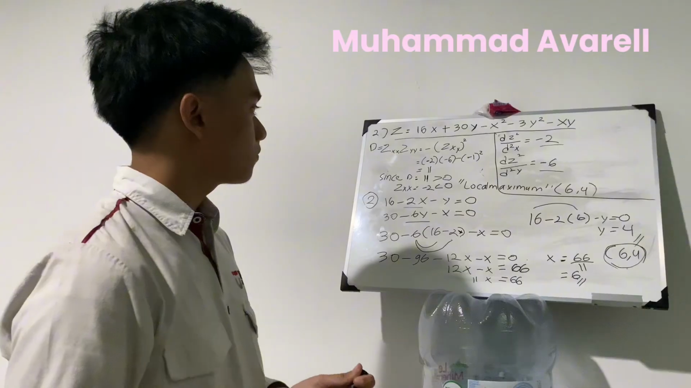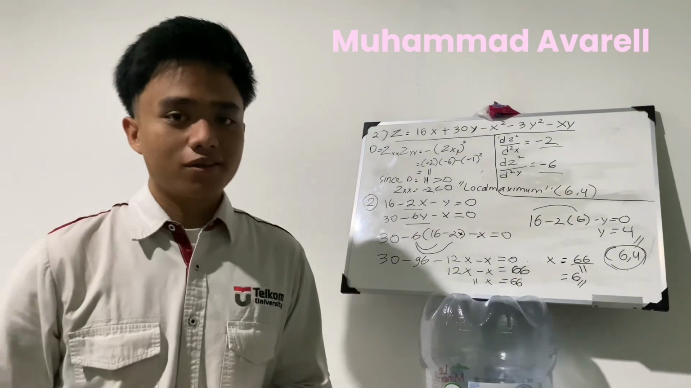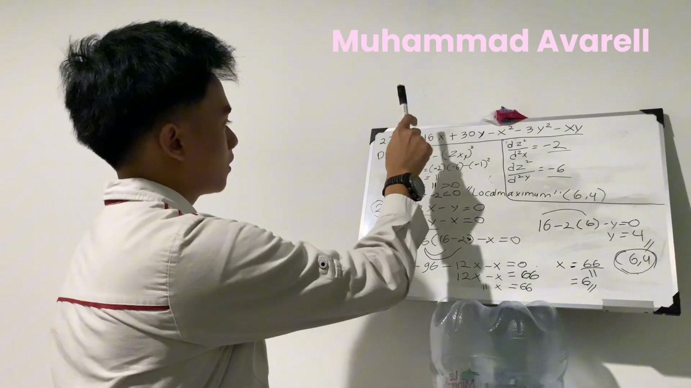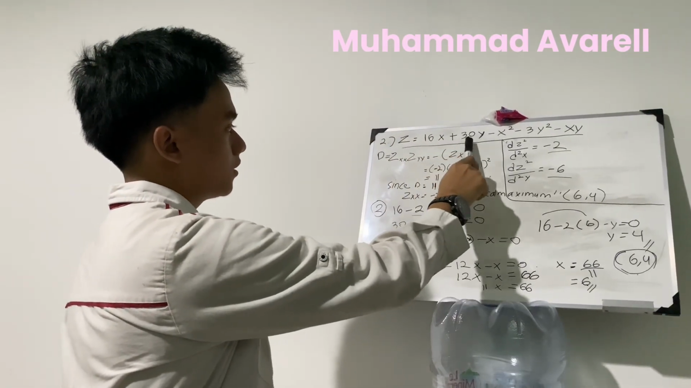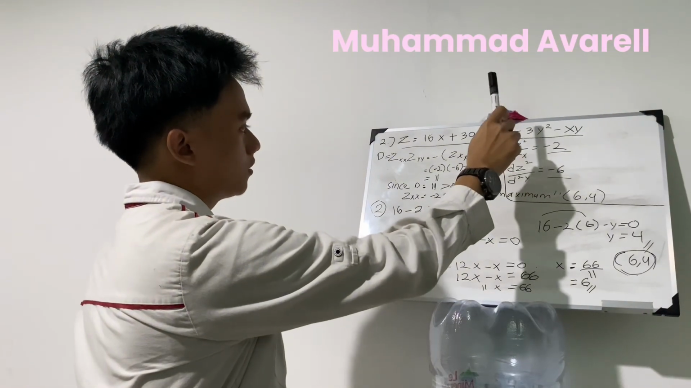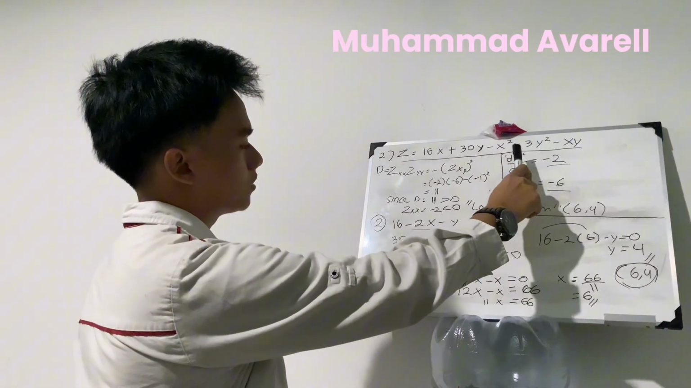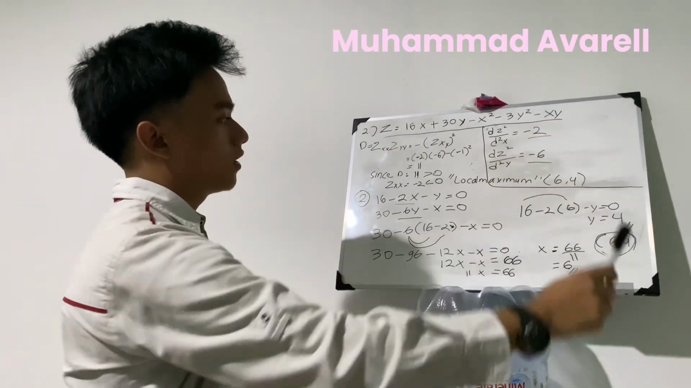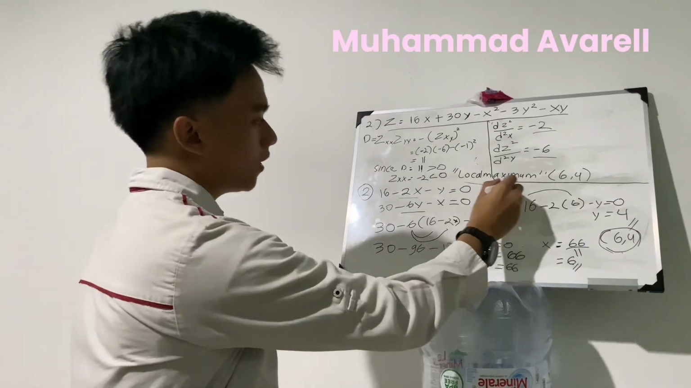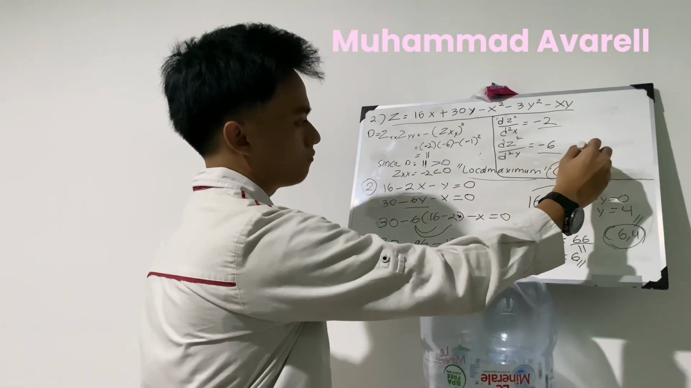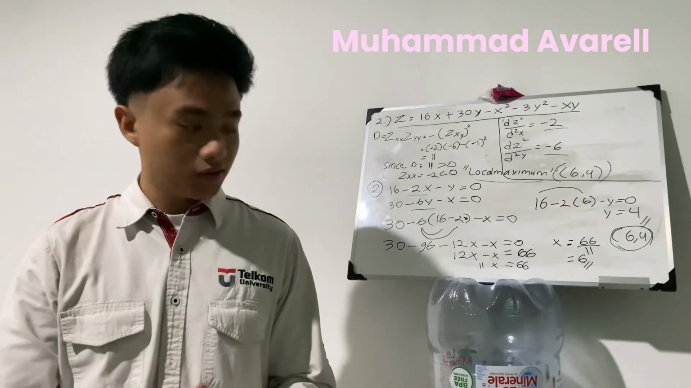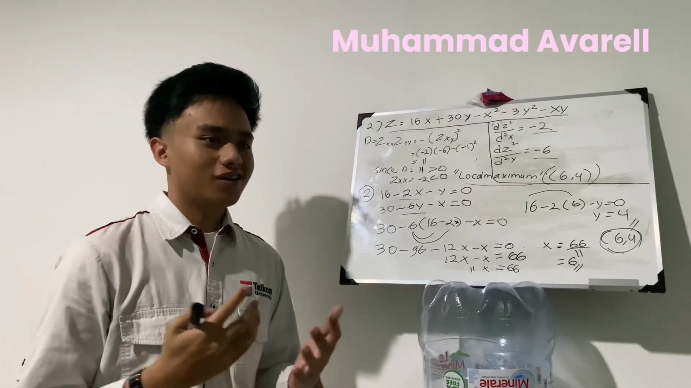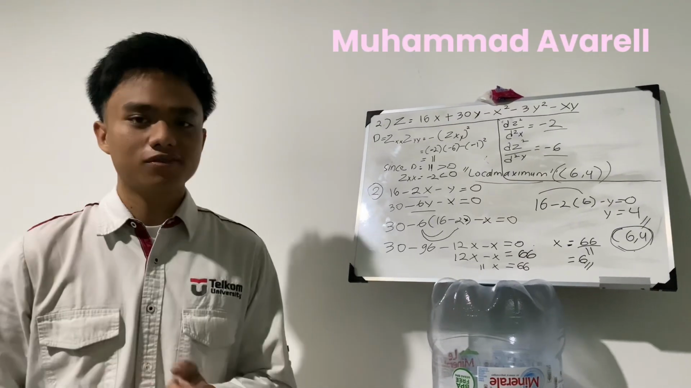So yeah, that's it. Maybe I can interpret again. The function z equals 16x plus 30y minus x squared minus 3y squared minus xy has a local maximum at (6, 4). So that's it for me. Sorry if my English is not clear, and thank you.